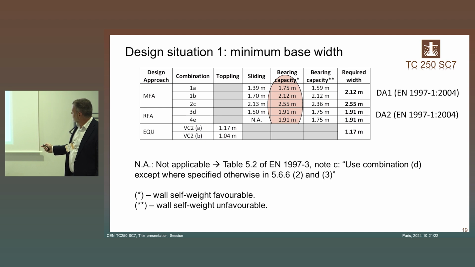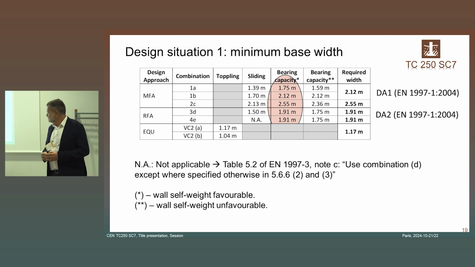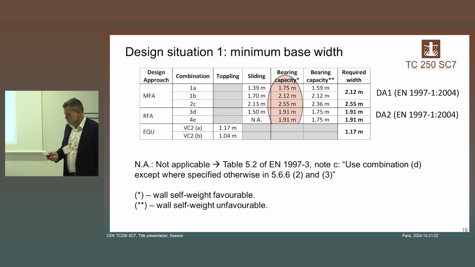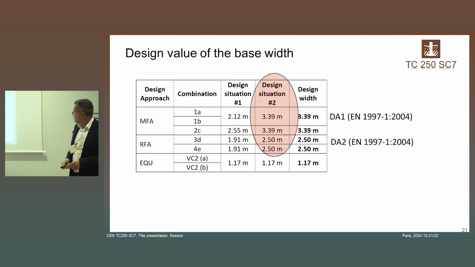As I said before, this was the old DA1, this was the old DA2, and this is the old DA3. Sorry, we are missing that indication here also. And what we get is basically that there is quite a substantial difference in the dimension that we get for the dry case. This is something that has to be covered, obviously, in the National Annex. And the material factor approach with combination 2C is the one that is providing the largest dimension of the wall.